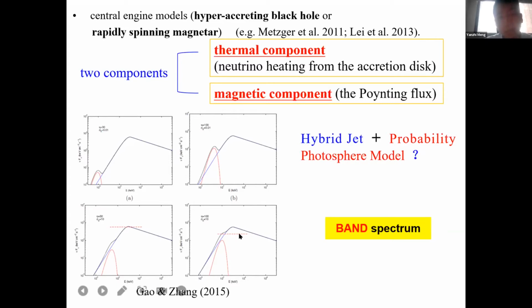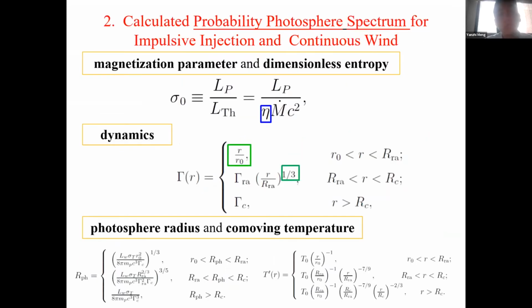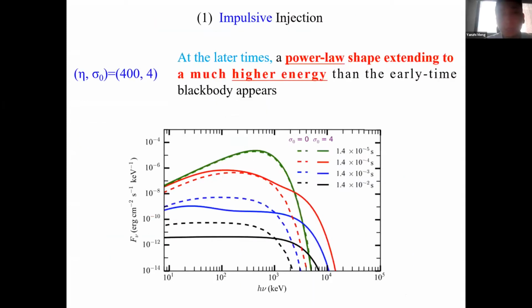Previous works have considered the photosphere emission from the hybrid jet, but that work considered a fireball shock model, so it's quite different from our work. The basic theoretical condition of our work is quite similar to that work, but in our work, since we consider the probability photosphere model, the photosphere spectrum is a multicolor black body, whereas in that work it is a black body with a non-thermal component.